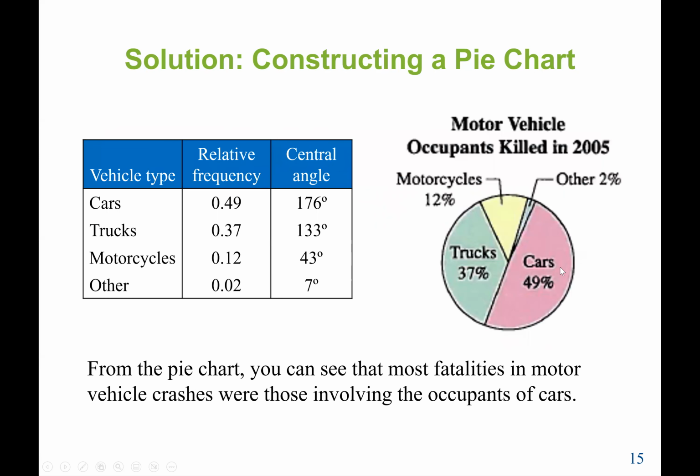So now we come and plot. We can see that cars is 49% because it's 0.49. Trucks, 37% because it's 0.37. And then motorcycle is 0.12, 12%. And then others is 2%. The total again will give us 100% or 360 degrees.